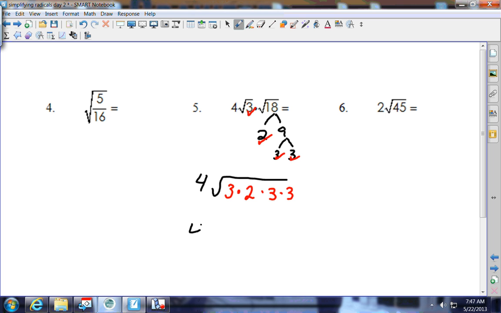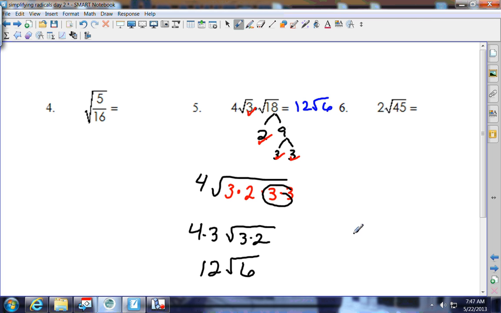The 4 still stays outside. I have a pair of 3's, so that 3 goes out there. Then I have 3 times 2. Now you need to multiply the numbers that are left outside and inside. 4 times 3 is 12. 3 times 2 is 6. So your answer becomes 12 square root of 6.